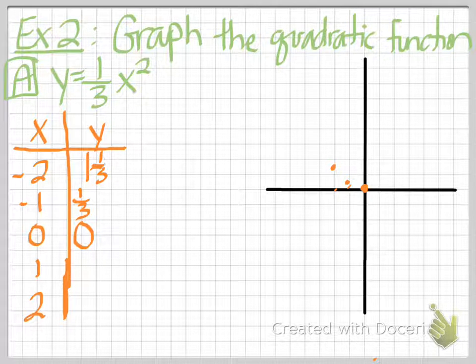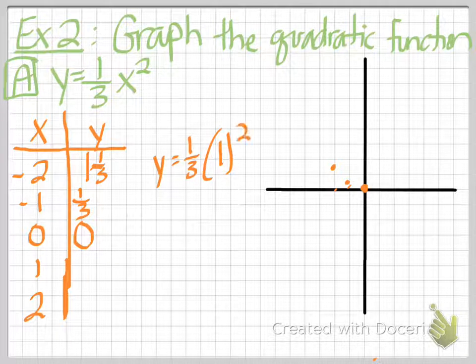So let's do it with 1. We have y equals 1/3 times 1 squared. 1 squared is just 1. 1 times 1/3 is 1/3. So we're at 1, 1/3. I can get a little closer. Oh, maybe not. That's just not close enough. Let's try one more time. Okay, that's going to have to do.